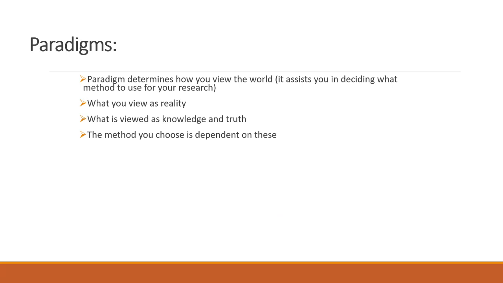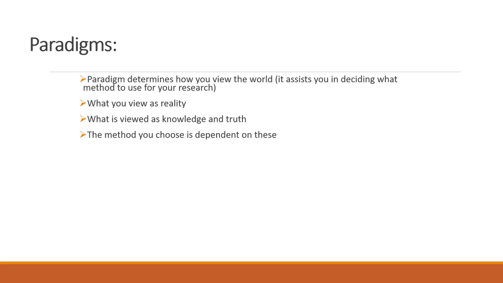So what is it that you view as reality, right? Is reality fixed? Is reality determined by circumstances, by the environment, by situation, by history? How do we understand reality as we know it today? So how you view reality will also then play a critical role in terms of the questions that you're asking in your research, right? And then what is viewed as knowledge and truth? Is there an absolute truth? How do we understand truth in terms of how we understand or come to know the world? And what counts as knowledge, and what knowledge matters?